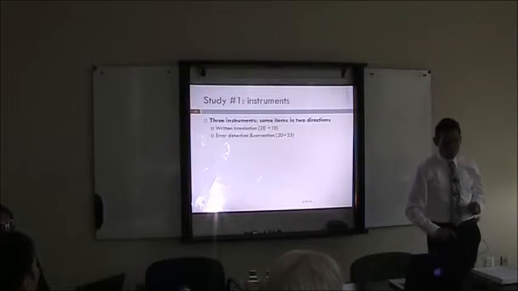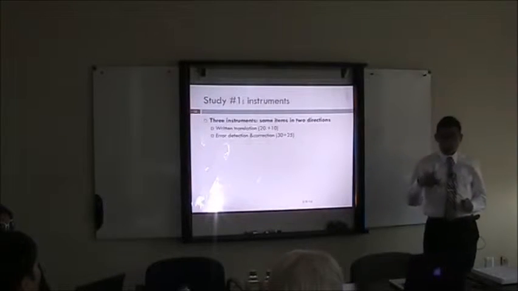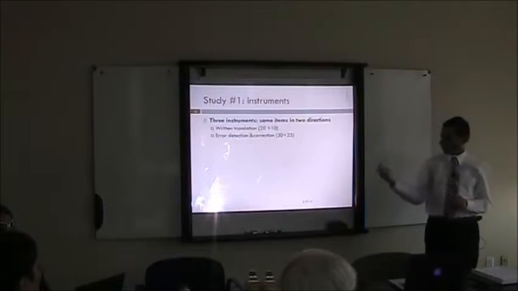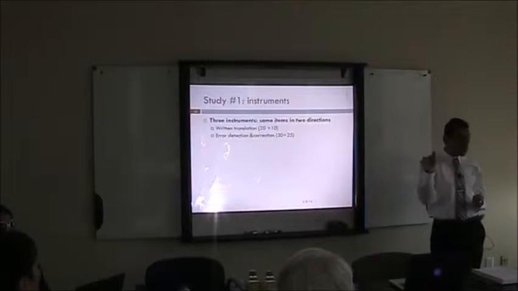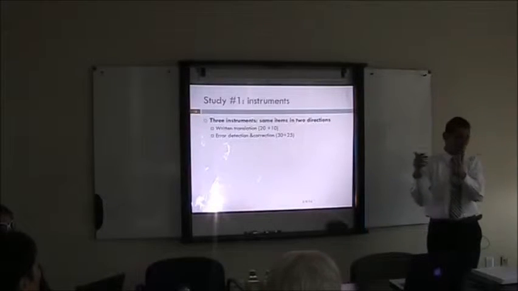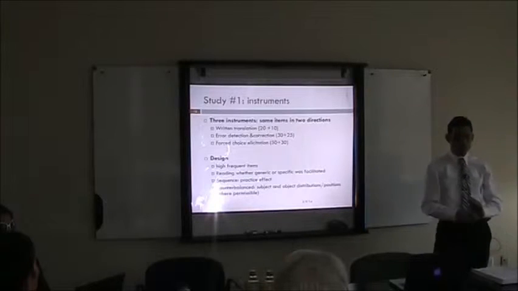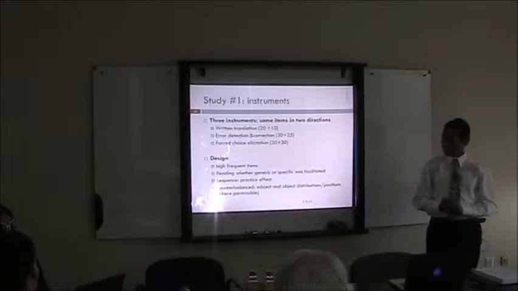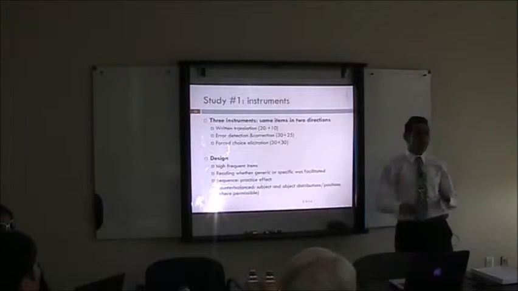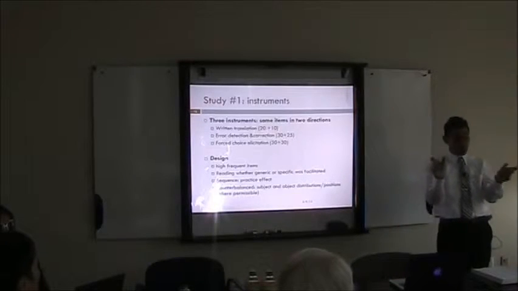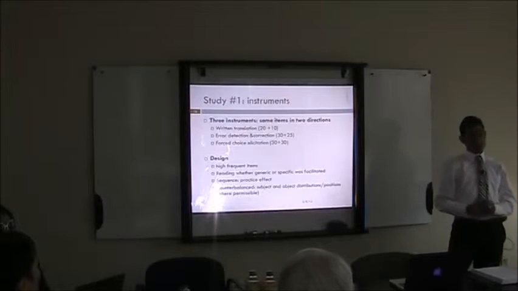The second task was the error detection and correction, where I gave the students a sentence, a context of some sort, and then they were asked to identify the errors in the whole sentence, and then to correct it if they are able to identify it. And the third, the easiest, was the forced choice elicitation task. The forced choice elicitation gives them the options already. One of them is definite, the other one is not, and then they are asked to choose.